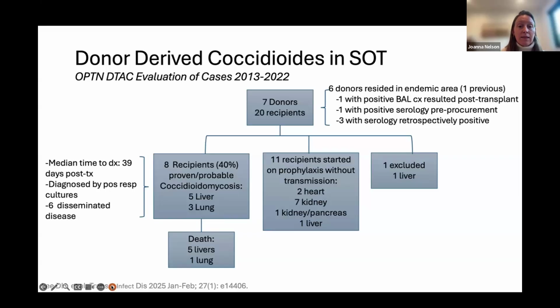cocci infection. 11 recipients had intervention where they were started on prophylaxis and did not go on to have evidence of disease with cocci, and these included 2 hearts, 7 kidneys, 1 kidney, pancreas, and 1 liver.